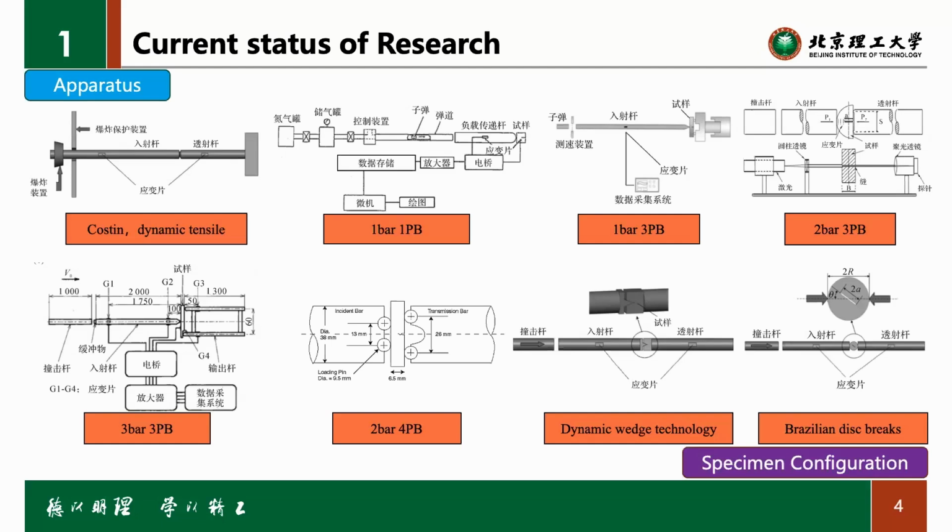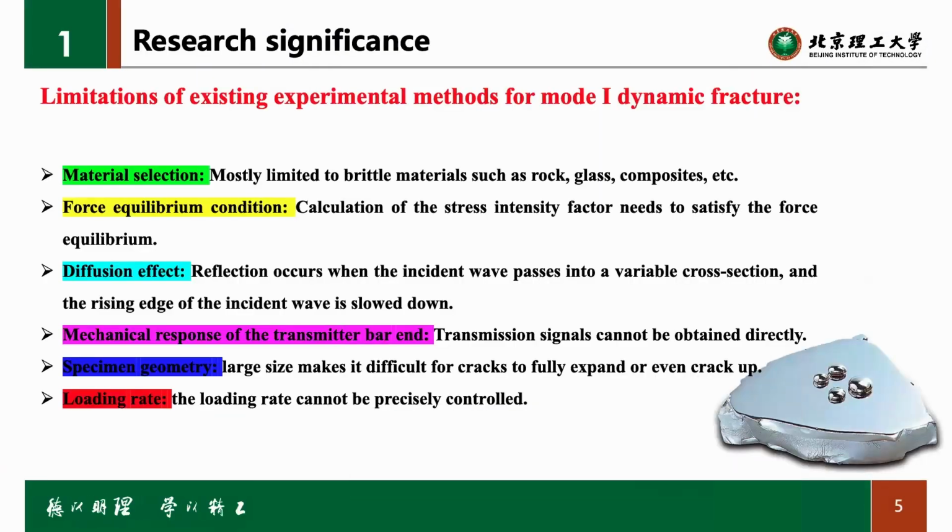And with the development of technology and science, there are the 1 bar 1 point bending, 1 bar 3 point bending, 2 bar 3 point bending, 3 bar 3 point bending and 2 bar 4 point bending. That is one aspect. On the other hand, from the improved specimen configuration aspect, there are the dynamic wedge technology and the Brazilian disc.